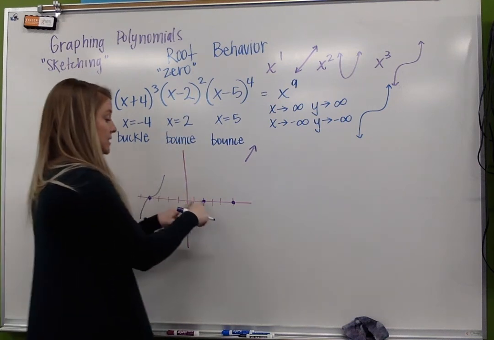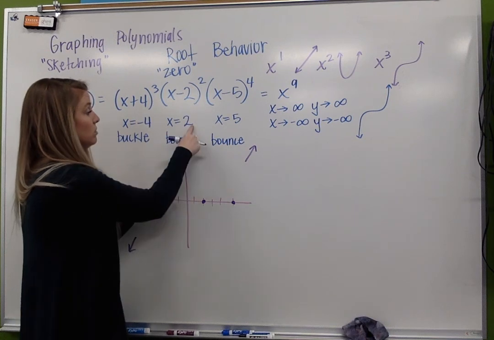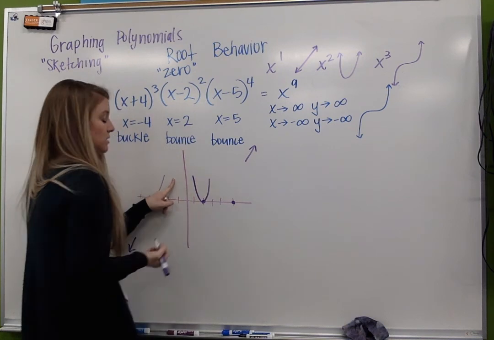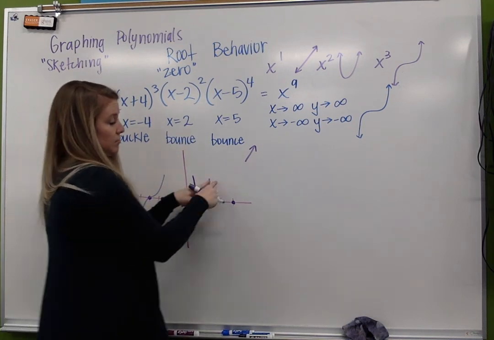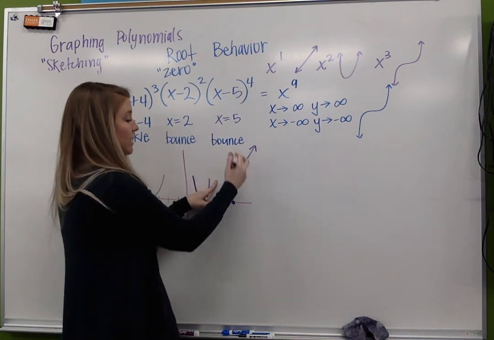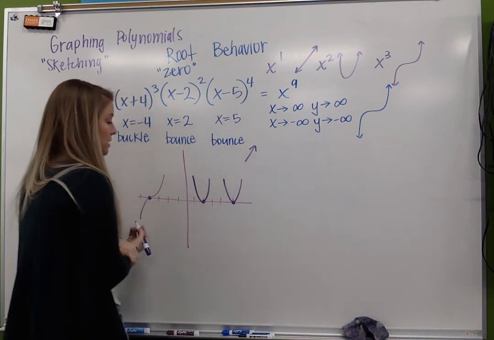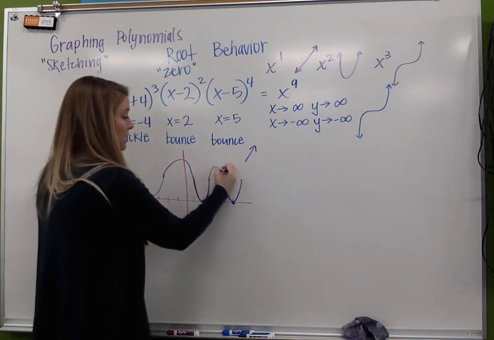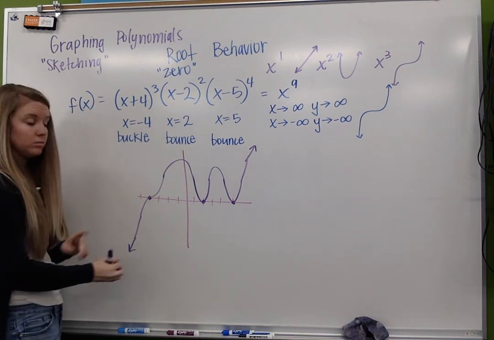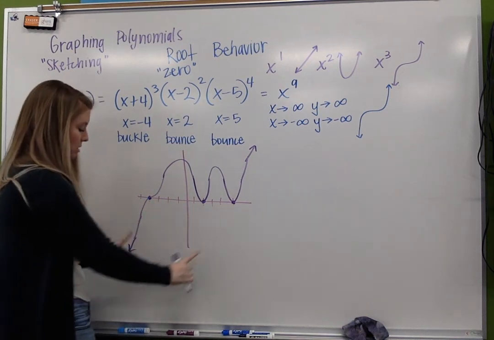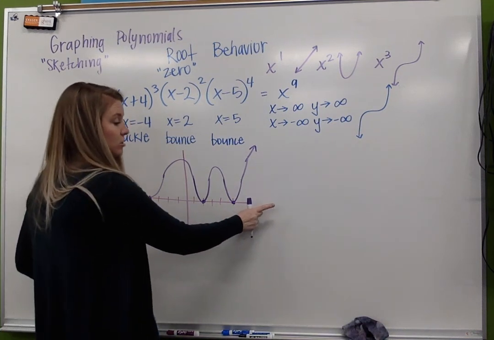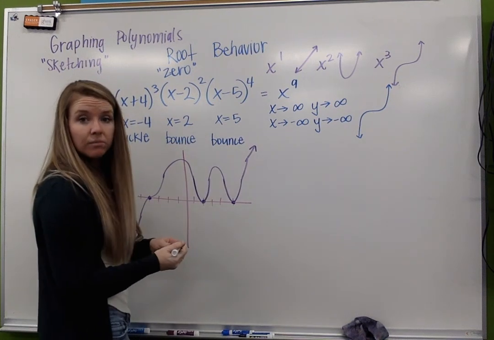Now I'm above the x-axis, and my next 0 is 2. It happens twice, so I'm going to bounce, and I'm above the x-axis, so it looks like this. I'm still above the x-axis, and I get to 5. 5 happens 4 times, so it bounces. So it looks like this. And I can come in and connect, and here's a sketch of that polynomial. We have a buckle, bounce, bounce. As x goes to negative infinity, y goes to negative infinity. As x goes to infinity, y goes to infinity.